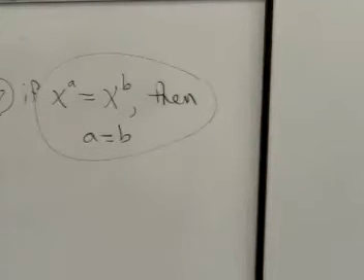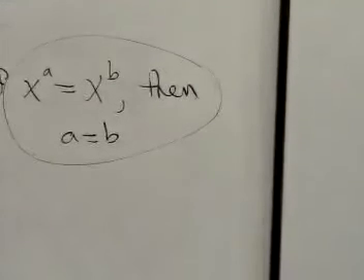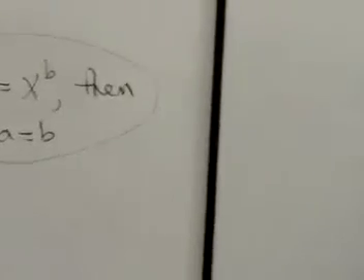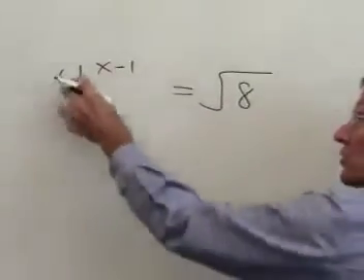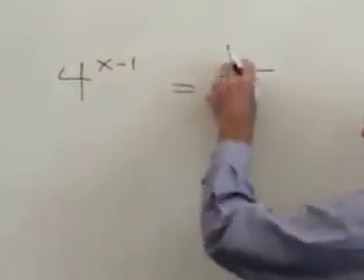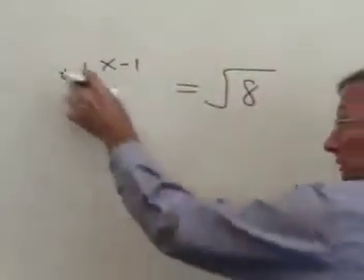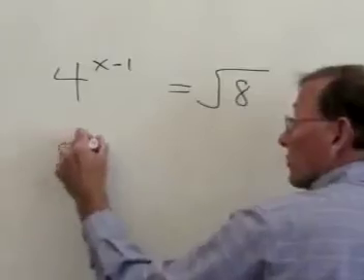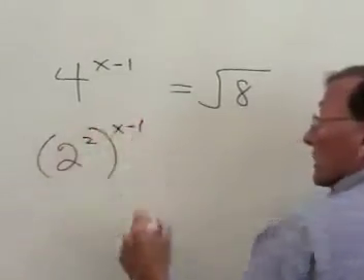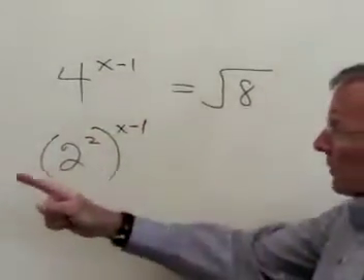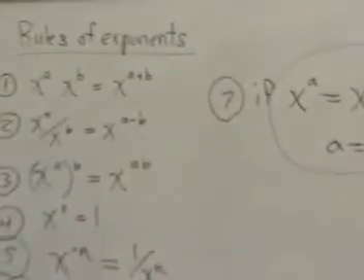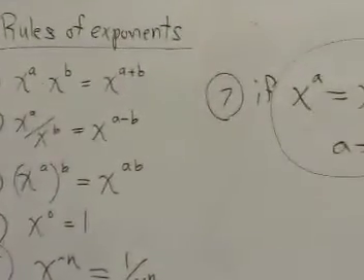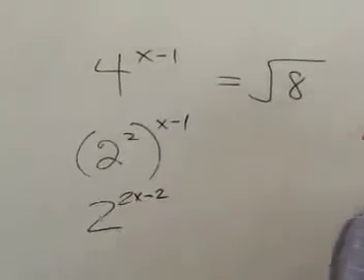What's going on here is that you have a common base, and the common base is the base 2. I could rewrite both sides as 2 to a power, and this is 2 to a different power. So, for example, this could be thought of as 2 squared to the x minus 1. Using property number 3, I could rewrite that expression as 2 to the, I'll multiply these exponents, 2x minus 2.